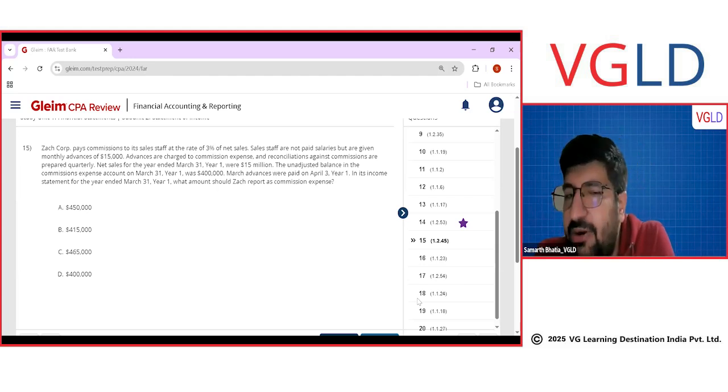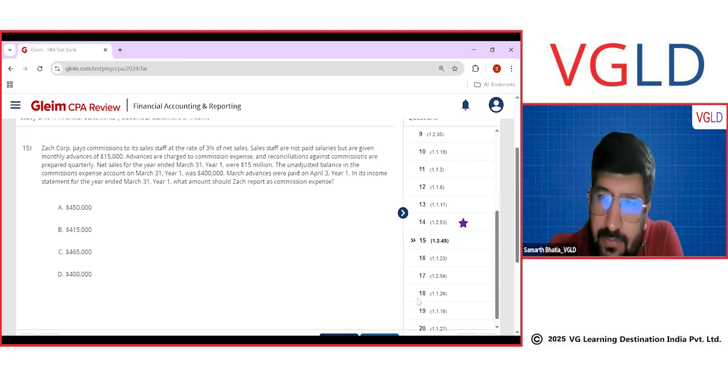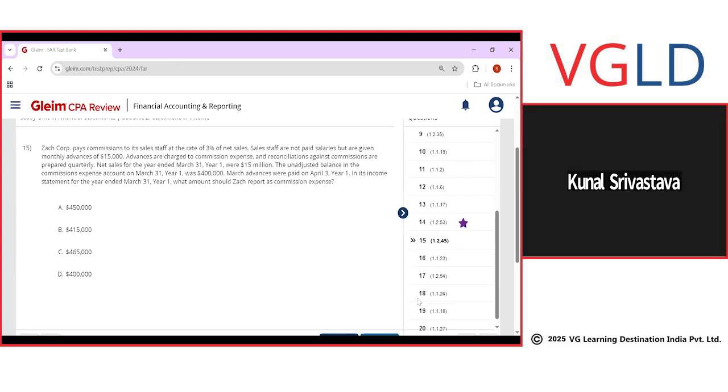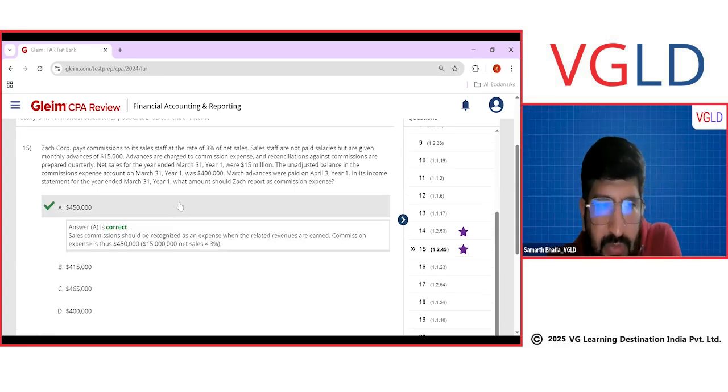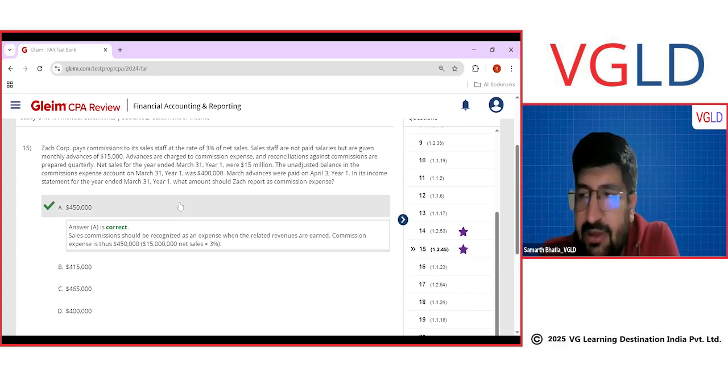March advances were paid on April 3, year 1. So how much should the company report in its income statement for the year ended March 31st, year 1 as commission expense? Option A. Perfect. 3% of the net sales will be reflected as a commission expense. That's it. Perfect answer.